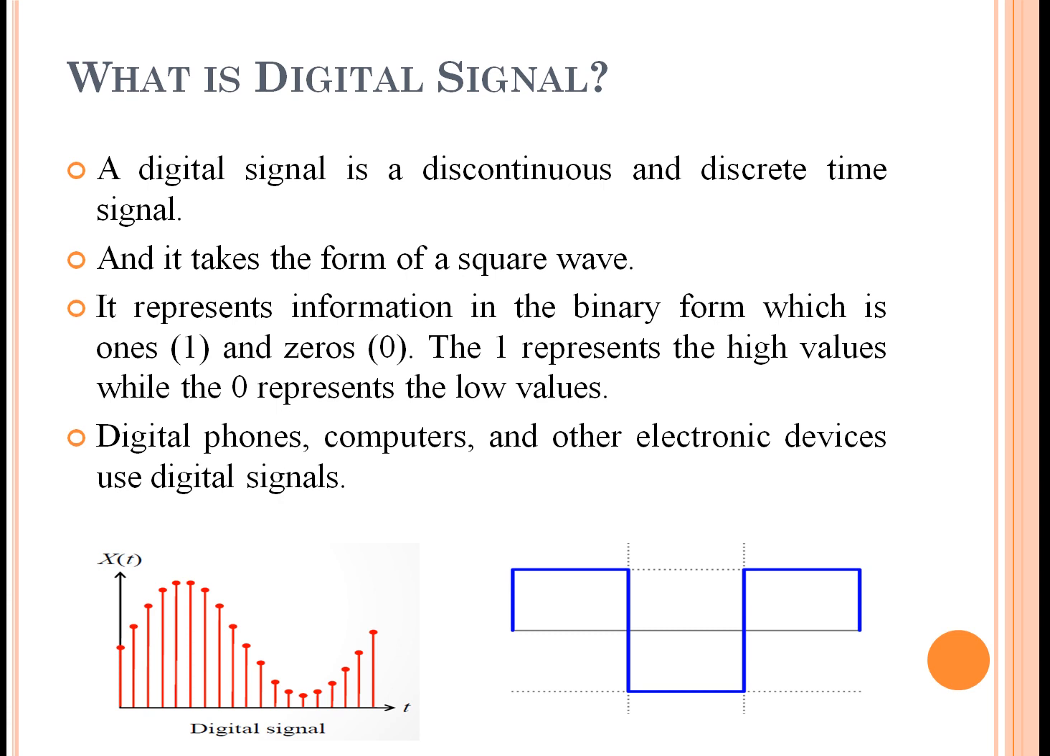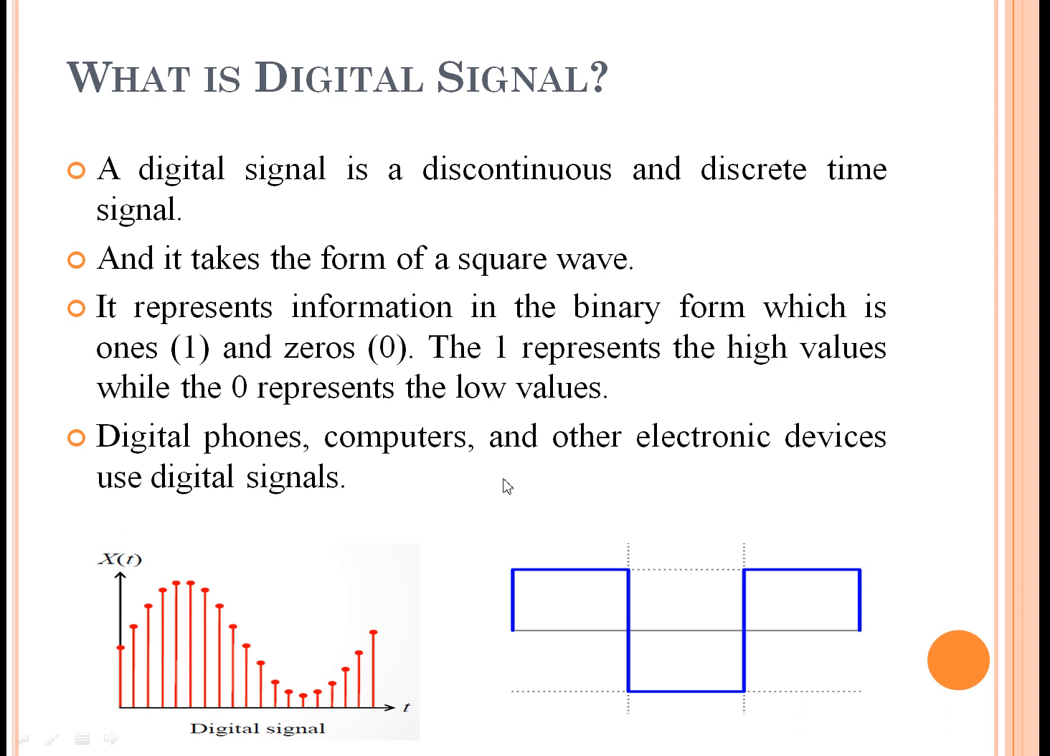What is a digital signal? A digital signal is a discontinuous and discrete time signal, and you can represent it by using a square wave. It represents information in the form of binary, which is ones and zeros. The 1 represents the logic high signal and 0 represents the logic low signal. And these signals don't have any negative values like an analog signal.